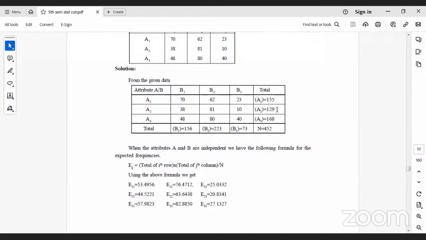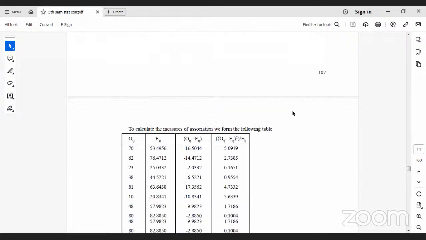Again, tell me 155 by 155 into 156 by 452. Row into column by total. First row into first column by total. E12 is 155 by 223 into 452, and 155 by 73 into 452. So E11 and the rest are the values we are finding here.